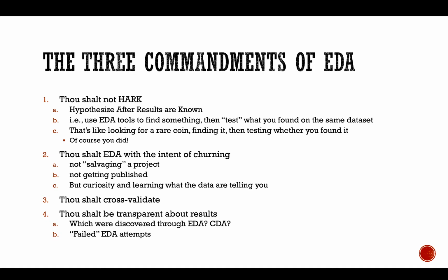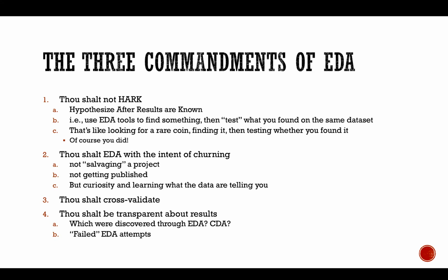And commandment number 4, thou shalt be transparent about results. So when you write your report, you need to be very explicit about which of these results were discovered through EDA, and which were discovered through CDA. And likewise, report failed CDA attempts. If you tried to find something with CDA, you had a hypothesis, you did strictly confirmatory analysis, and you failed, well, what do you do now? Well, you've got to report that. You've got to make sure the scientific community knows that. You've got to be transparent about everything that you did and everything that failed and everything that worked.